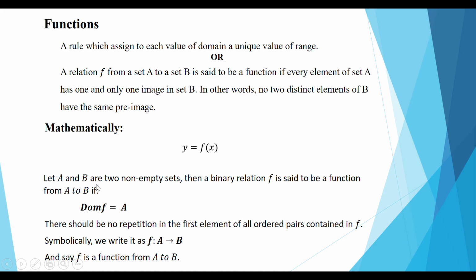Let A and B be two non-empty sets. Then a binary relation f is said to be a function from A to B if the domain of f is equal to set A and the range of f is within the codomain, set B. There should be no repetition in the first element of all ordered pairs contained in f. Symbolically, we write f: A to B, meaning f is a function from set A to set B.